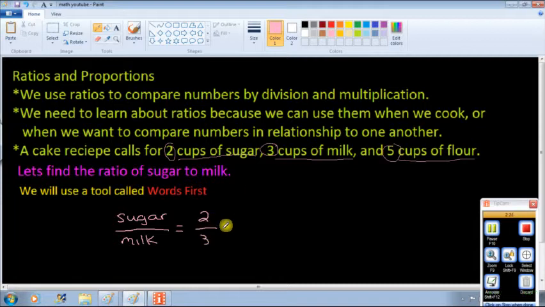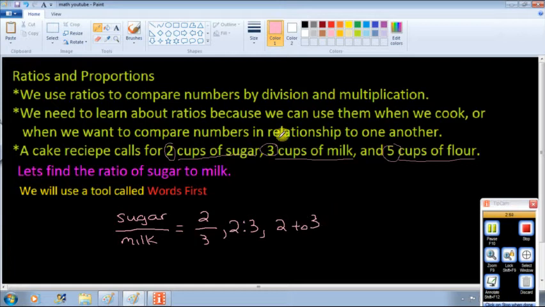I like to write it in all 3 forms. This again is the fraction form. It's read 2 to 3. And we also have the colon form, and it is also read 2 to 3. And then we have it in word form, which is 2 to 3. So for every 2 cups of sugar, this recipe has 3 cups of milk. And you see it's the same.